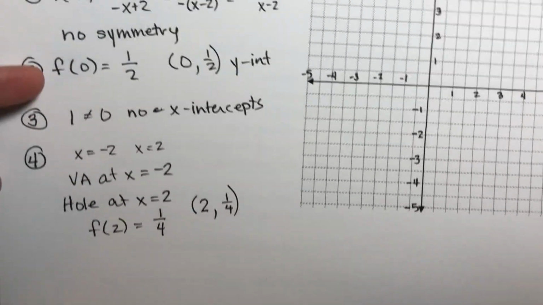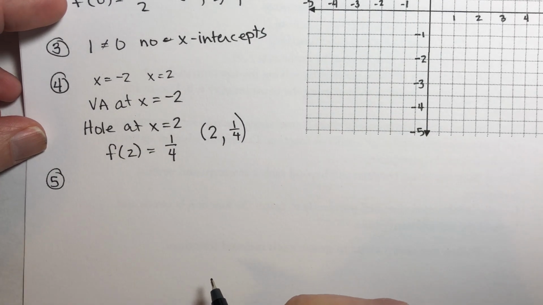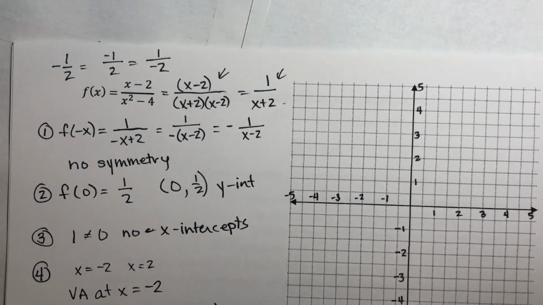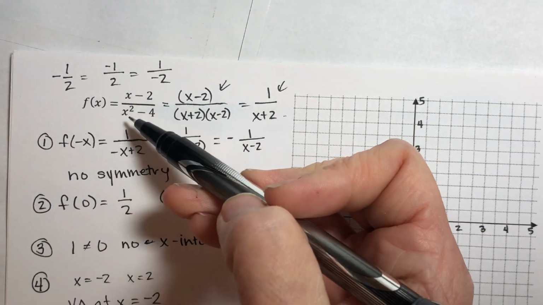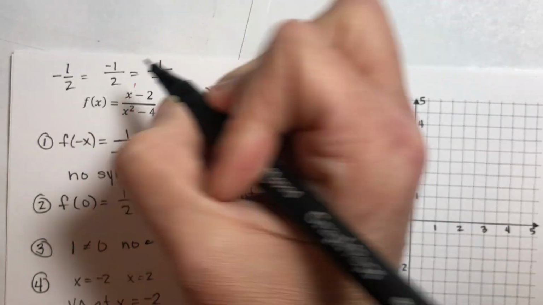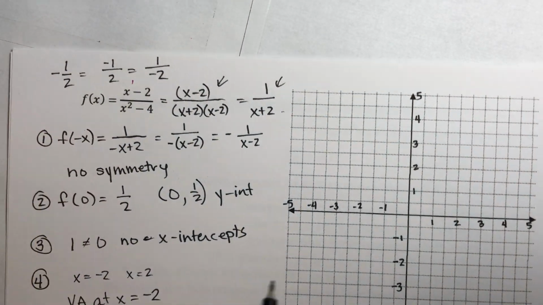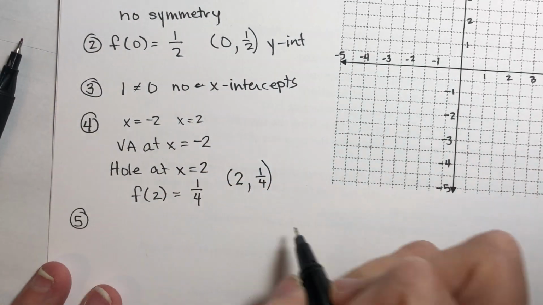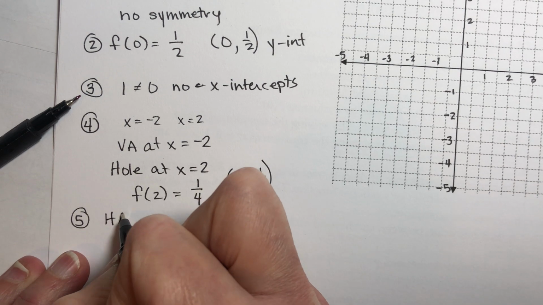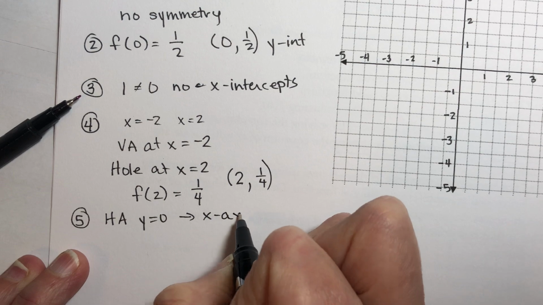Okay. Step 5 is to look for horizontal asymptotes. Remember, you look at your degree. You can look here if it's easier, but it still works here. The degree of the top here is 1. The degree here is 2. Since that makes a proper fraction, 1 over 2, then we know that the x-axis is a horizontal asymptote. Our horizontal asymptote is y equal to 0, which is the x-axis.